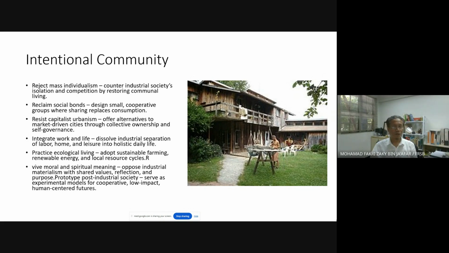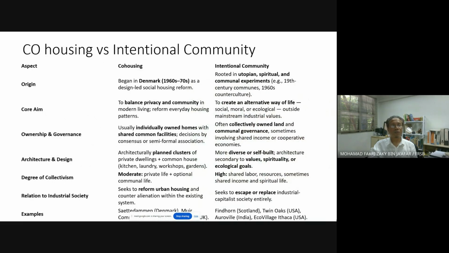Okay, ecological systems are the core driver of their way of production. It talks about moral and spiritual meaning. It's also a prototype of post-industrial society. It's almost similar to co-housing, but maybe the differences can be seen from this table here. For example, in responding to industrial society, co-housing seeks to reform urban housing, but the intentional community wants to escape or replace industrial capitalism entirely. So you can look at the details of this comparison. I will share the slides with the students.